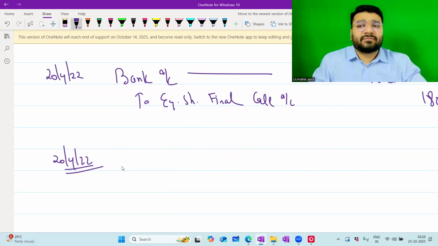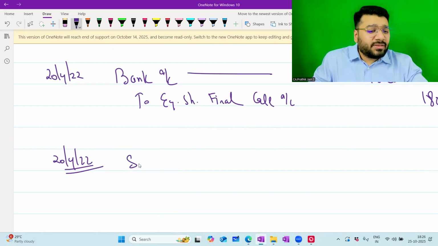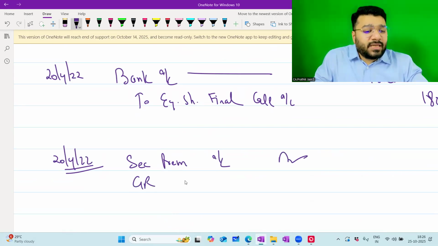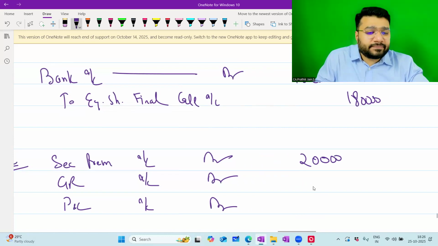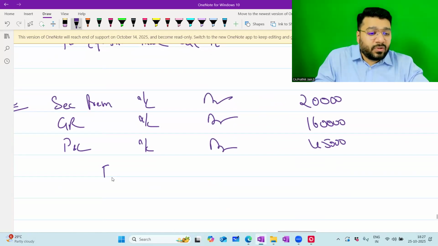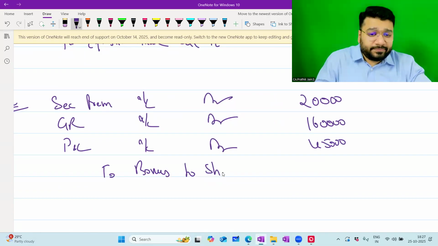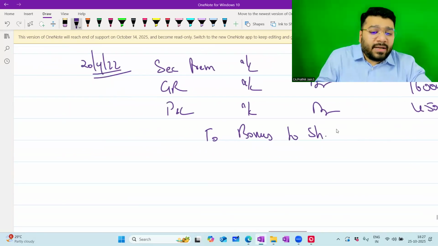Now, next entry, tell me. Security premium account, debit. Then, general reserve account, debit. P&L account, debit. Amount, please. 20,000. 1 lakh? 60,000. 45,000. Okay. 2. Bonus to shareholder. In last class, I gave you the logic. Why are we putting this intermediary account? 2 lakh? 25,000. This is a temporary account, temporary liability account, which we have to close.